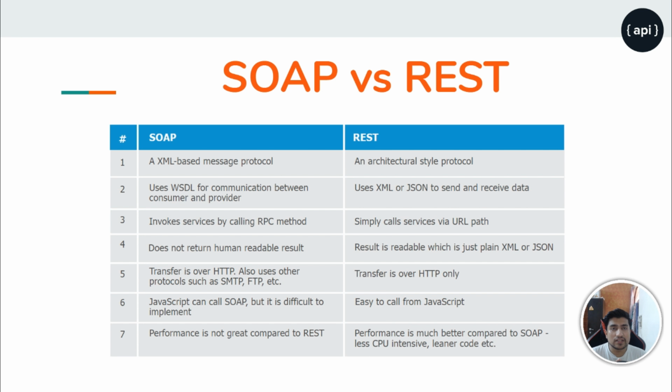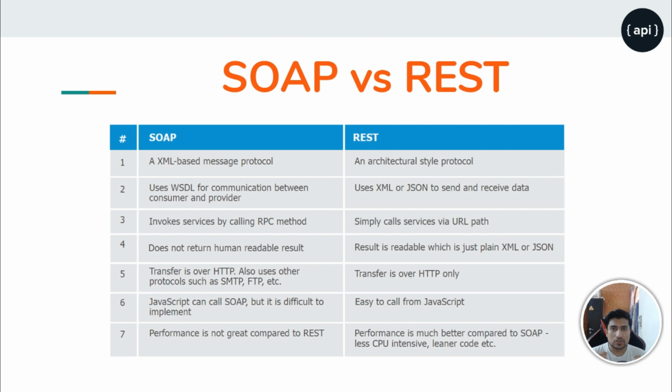The fifth point is that both of them operate over HTTP, but SOAP can also operate over SMTP, the Simple Mail Transfer Protocol, as well as FTP, the File Transfer Protocol. So SOAP can work with SMTP and FTP, whereas REST is specifically related to the HTTP methods, right? The sixth point is that JavaScript can call SOAP, but it's difficult to implement, whereas with REST APIs we can use JavaScript easily. And the last point, as mentioned, is that SOAP's performance is not great compared to REST.